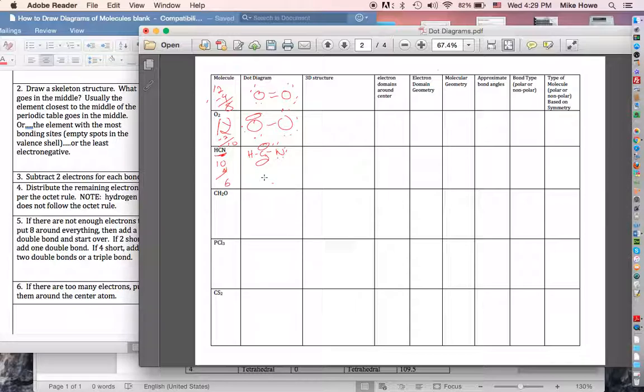Now, you'd like to add double bonds if you can because they're more symmetrical, but you cannot put a double bond on a hydrogen, so you can't put this. That would be wrong. Why? Because hydrogen can only have 2 electrons, and that would give it 4, so that would be wrong.